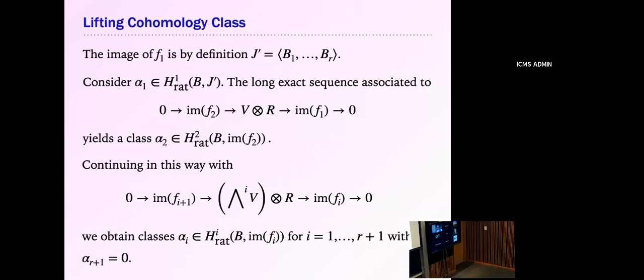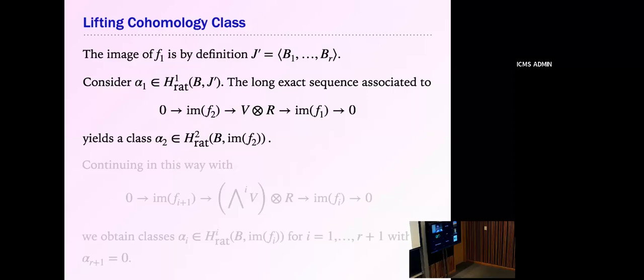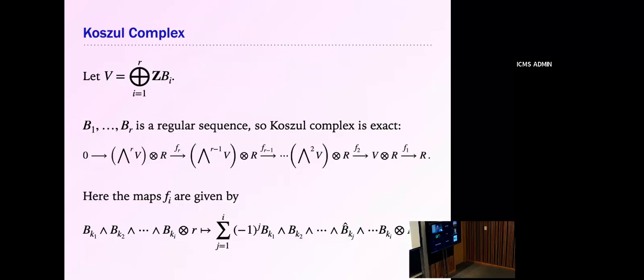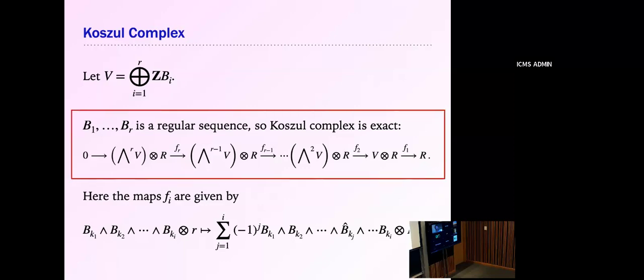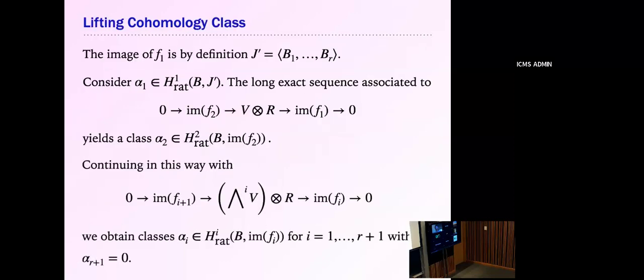So you keep going, and at the end of the day, your alpha R plus 1, your R plus first class, is 0 because the module is 0, right? So it ends. So we have alpha 1, alpha 2, alpha 3. They're in the H^i of the image of F_i. The last one is 0. Okay. So what do we do with that? We still haven't really done anything yet.